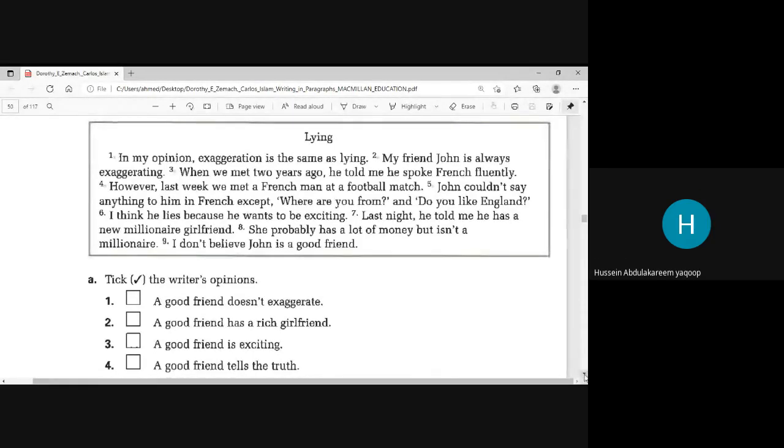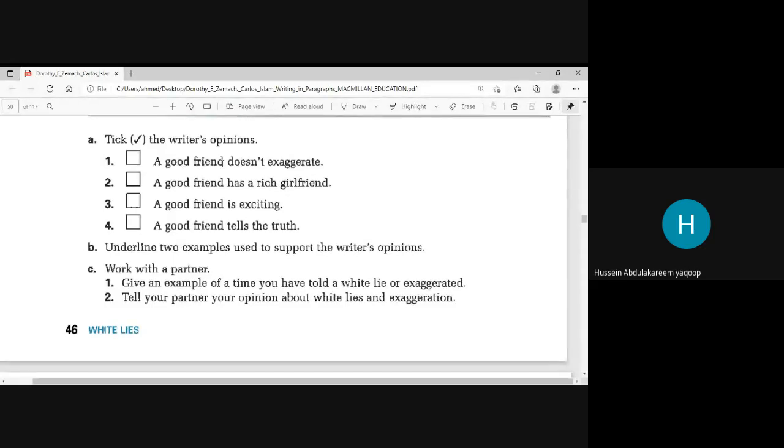So okay, now let's move to the follow-up questions. Let's check. A good friend doesn't exaggerate. Now, does the writer give an opinion on this point or not? Yes, we tick it. Okay, next one. A good friend has a rich friend.